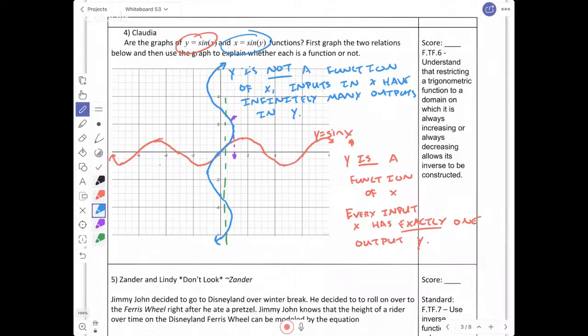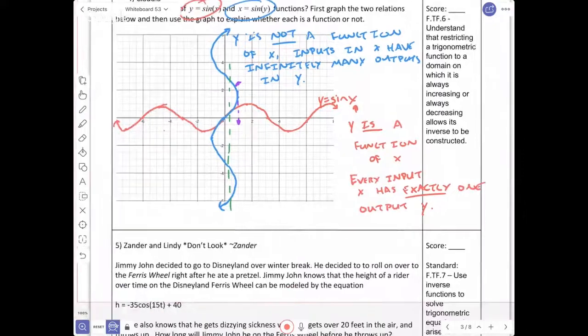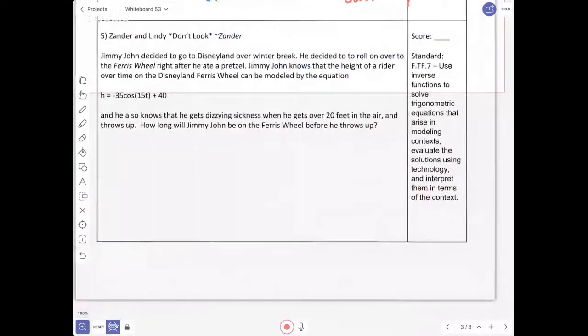There we go. That was number 4 by Claudia. Okay. Next up, we have number 5 by Xander and Lindy. Don't look, Xander. I don't know what that part means.